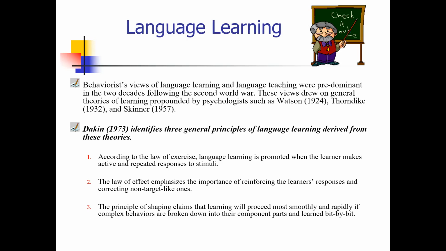First, according to the law of exercise, language learning is promoted when the learner makes active and repeated response to stimuli. Second is the law of effect, which emphasizes the importance of reinforcing the learner's correct responses and correcting non-target-like ones. The third is the principle of shaping, which claims that learning will proceed most smoothly and rapidly if complex behaviors are broken down into their component parts and learned bit by bit.